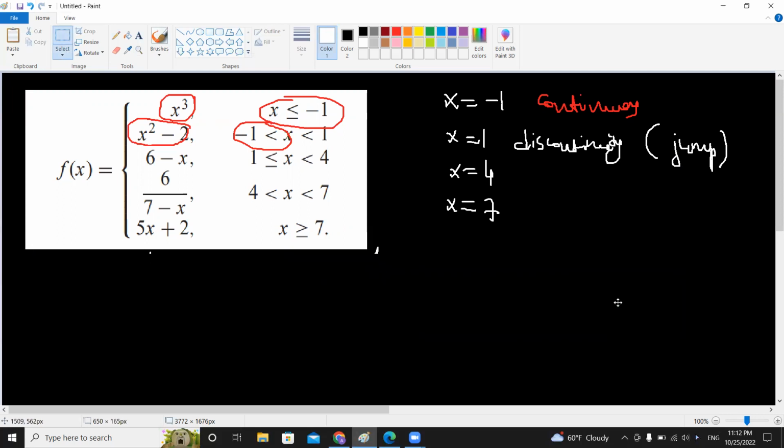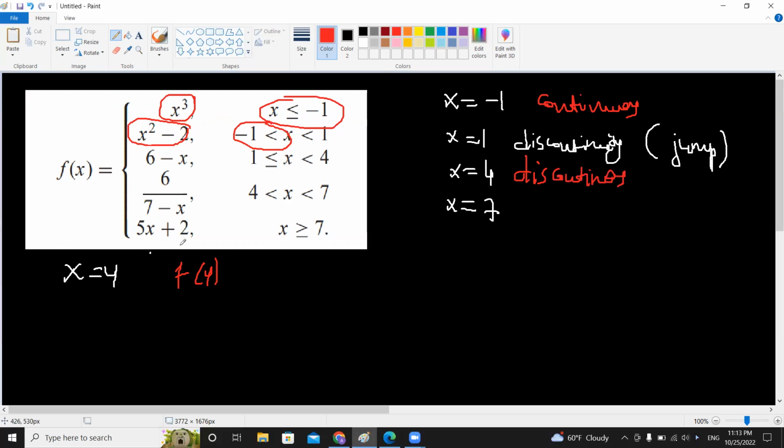We have 2 more points here. So we have x equals 4. Looking at the function, we can obviously see that at x equals 4, we don't have f(4). So f(4) is not defined here. It means that we are going to have a violation of continuity, so obviously it is discontinuous. So we can write here, discontinuous.